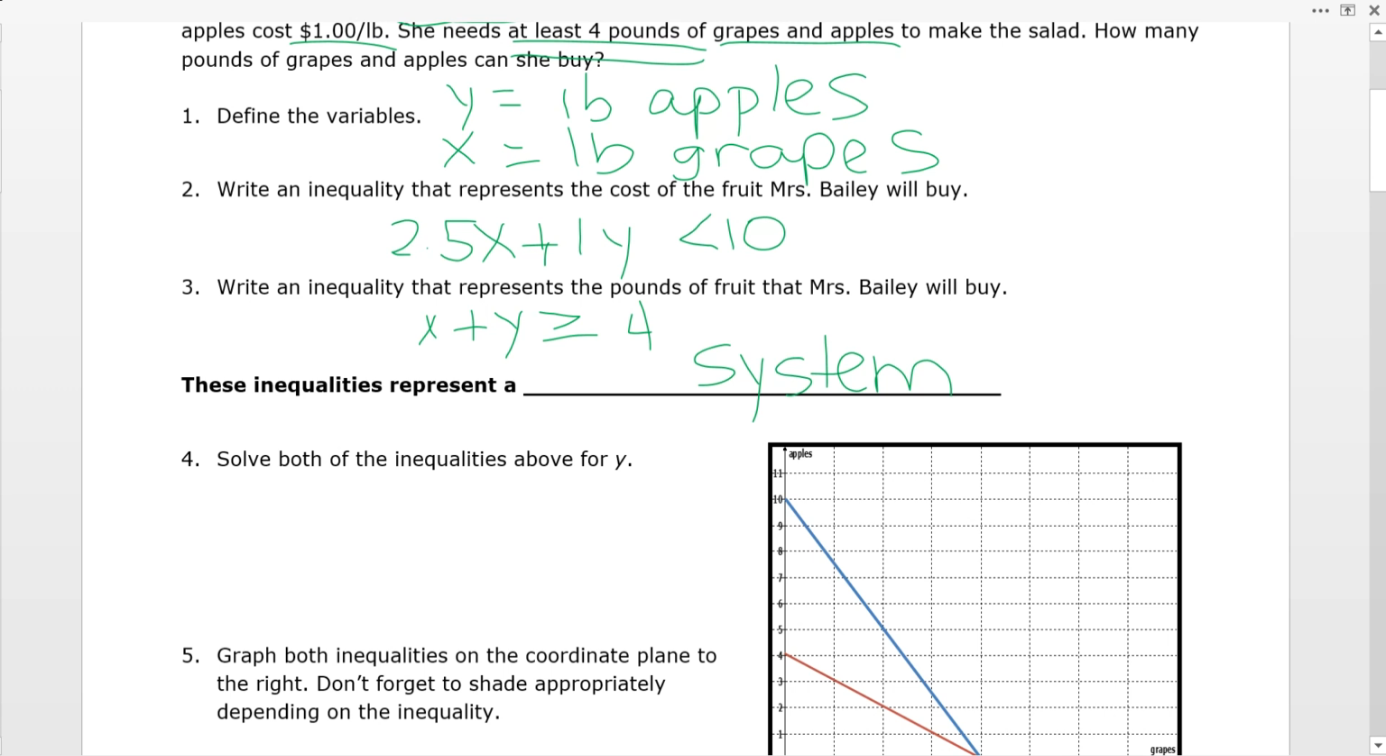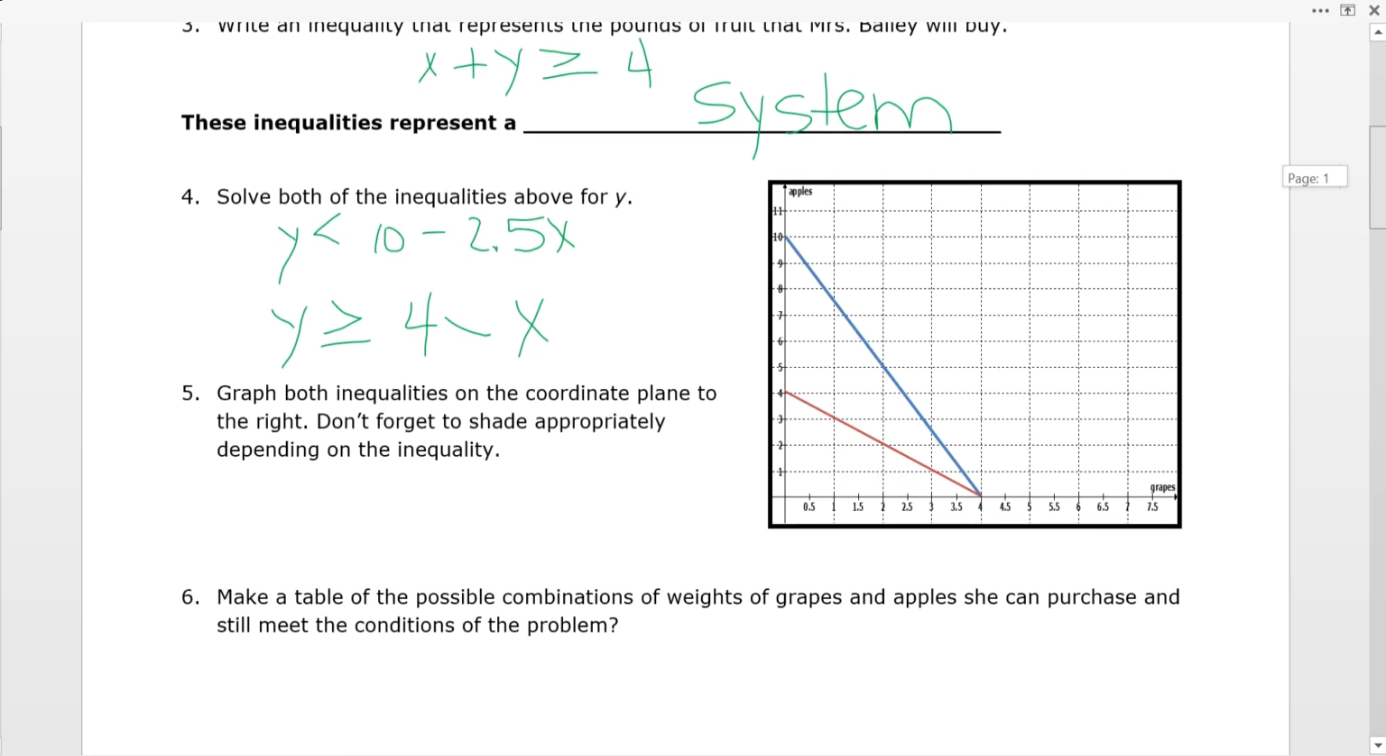So let's solve the inequalities for y. The one that's the cost is going to be y is less than 10 minus 2.5x. And I'm writing it backwards, so you could also write negative 2.5x plus 10. And the other one with the pounds is going to be y is greater than or equal to 4 minus x. Okay, I went ahead and graphed the lines so I could make nice straight lines that made sense.